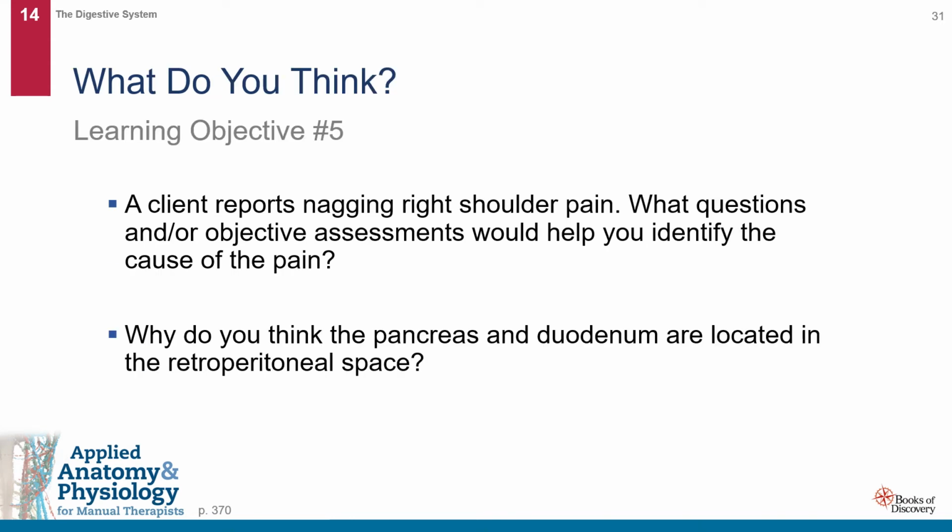Time now for our next What Do You Think segment. A client reports nagging right shoulder pain. What questions and/or objective assessments would help you identify the cause of the pain? Why do you think the pancreas and duodenum are located in the retroperitoneal space?